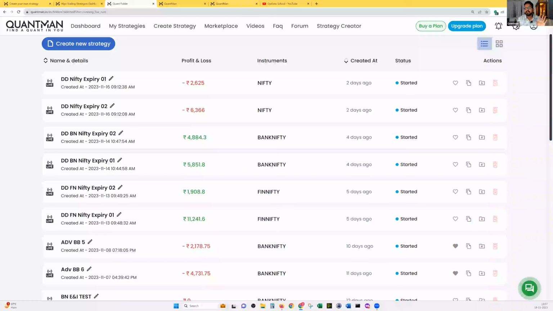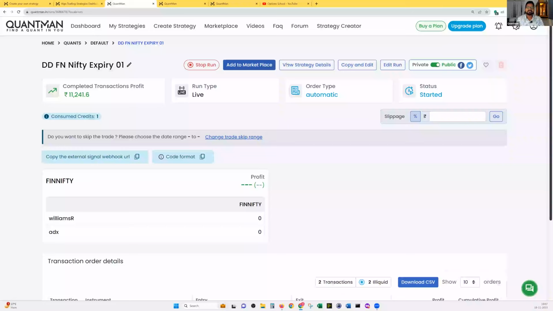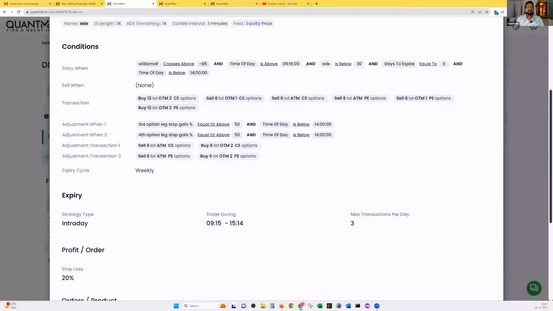Option selling has unlimited loss. Don't worry, I will explain what I'm doing here. Now let me put it the other way, as people say it's an unlimited risk. I'll showcase the strategy I have defined here. I'll click copy and edit so that you can understand clearly.